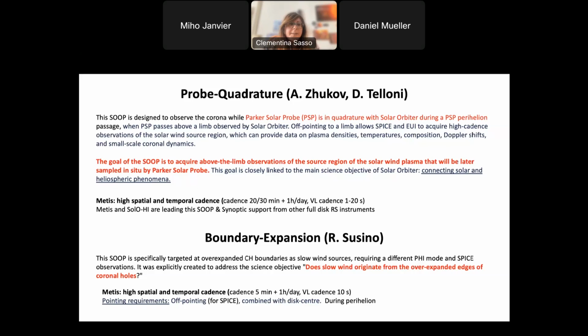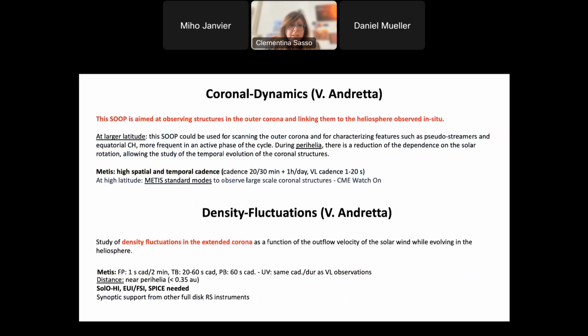Then we have the boundary expansion, and this SOOP was designed directly to answer the question: does slow wind originate from the over-expanding edges of coronal holes? I'm also listing some cadence of the observations, but usually they are done with high spatial and temporal cadence. This is what we need to answer the objectives of Solar Orbiter.